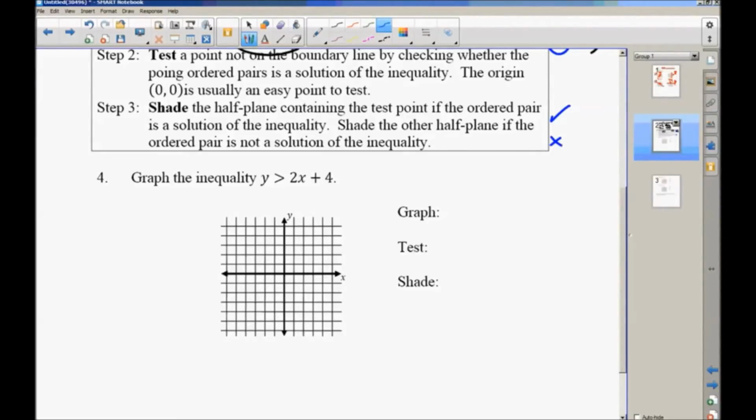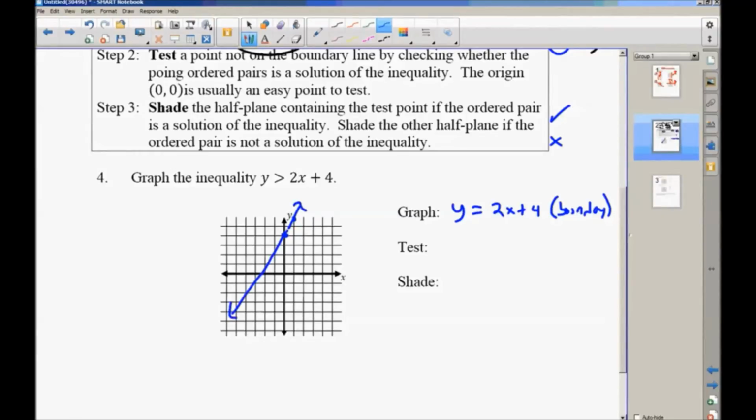All right, so first we're going to graph y is greater than 2x plus 4. This is our boundary line. Okay, so I got a y-intercept of 4. 1, 2, 3, 4. Well, that looks familiar. And a slope of 2, so we'll go up 2 and over 1. And we put our line through here.